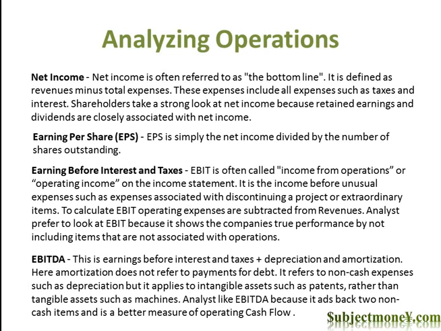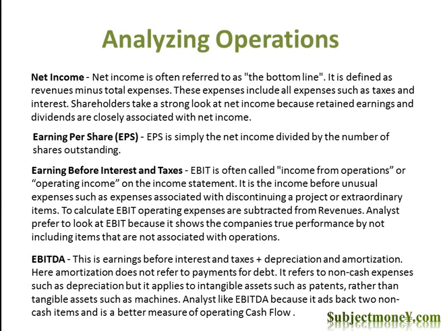Net income is often referred to as the bottom line. It is defined as revenues minus total expenses. These expenses include all expenses such as taxes and interest. Shareholders take a strong look at net income because retained earnings and dividends are closely associated with net income. Earnings per share is simply the net income divided by the number of outstanding shares.